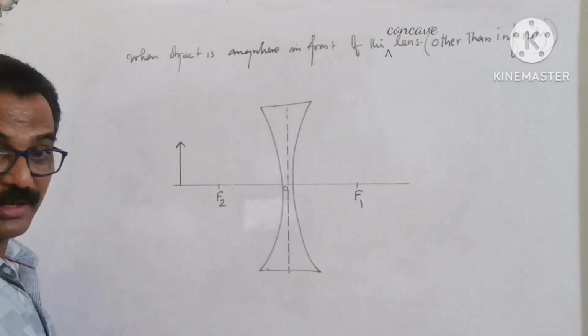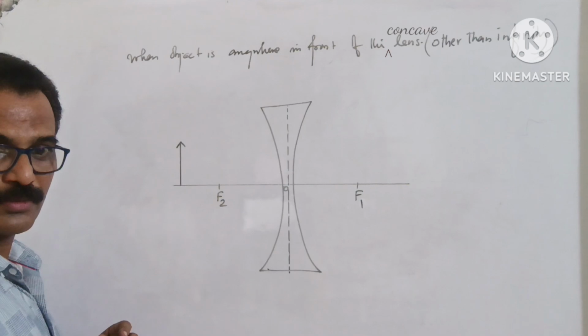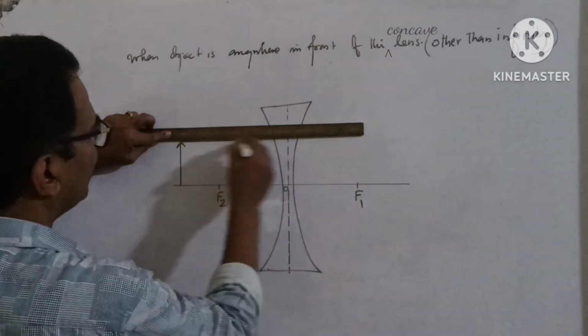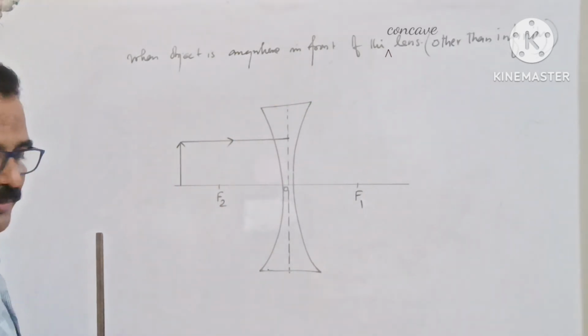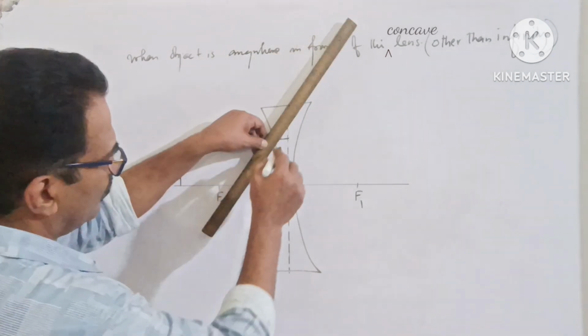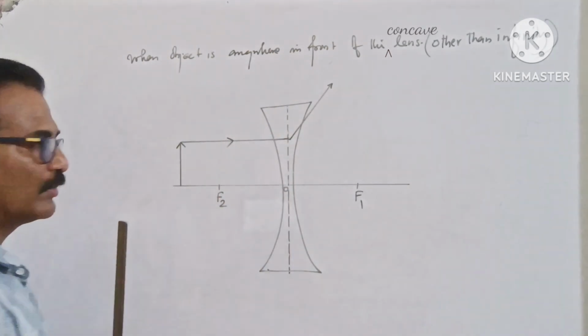So what rays are you planning to take? First is parallel to the principal axis. What will happen to this ray? It will diverge. How? Like this. Am I correct?